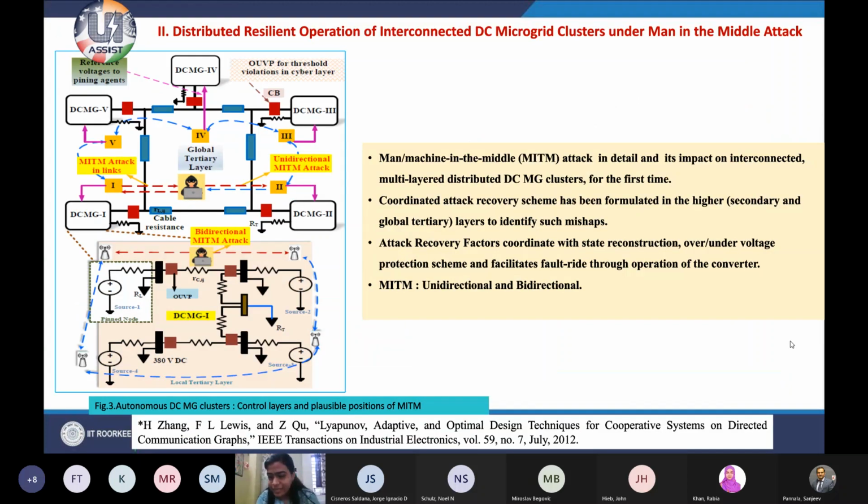Thank you. So here we would like to discuss all those things that we have previously understood with respect to an interconnected DC microgrid cluster operating under man-in-the-middle attack. As you can see in the picture on the left, we have taken 5 DC microgrid clusters. Each DC microgrid cluster has 4 DC-DC converters, and we have assumed that there are circuit breakers operating on over-under voltage protection, and the converters are equipped with overcurrent limiting protection. So we can move ahead now.